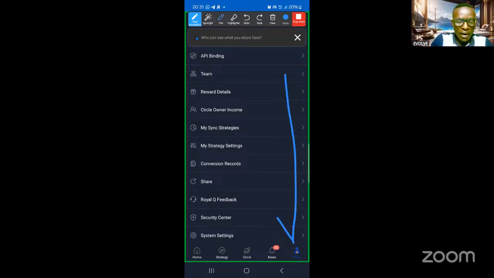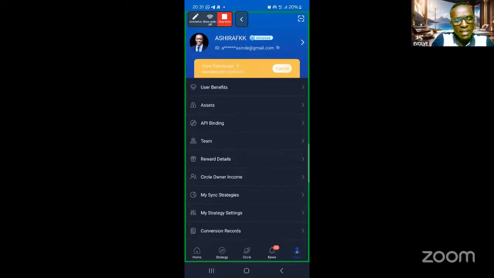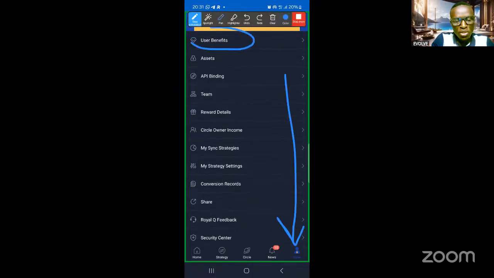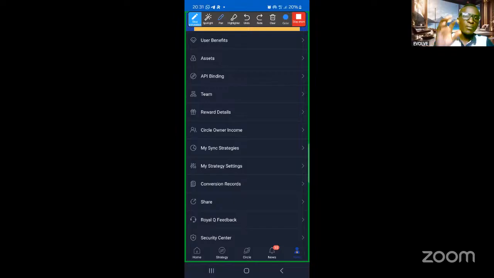You want to ensure that you understand how to use the mine page. You go button by button, understanding user benefit. Do you understand the benefits that Royalq has for you? You understand what is on asset, how to bind. So for you to set up your strategy, there is this one here, my strategy setting. You need to know how to use this. My strategy setting, so this is going to be our center of focus.